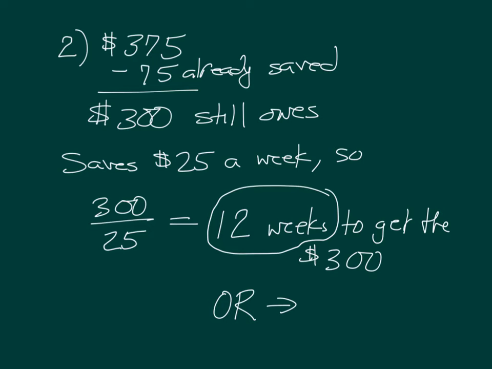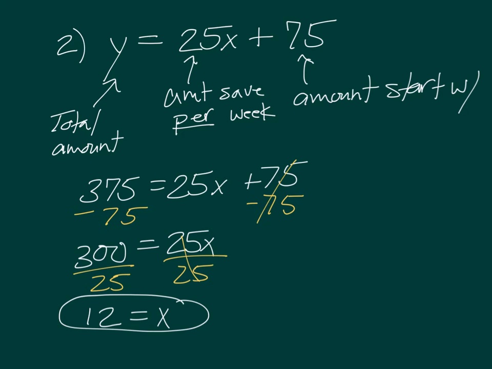Now, if you did this using an equation, this is a linear equation. y equals mx plus b, where y is the total amount she needs, which is $375. m is my slope. It says she's saving $25 per week. Anytime you see that word per, that is a slope. That is an important term. Plus b. b is your y-intercept, or the amount that you start with. In this case, she started with $75. That's how much she already had.